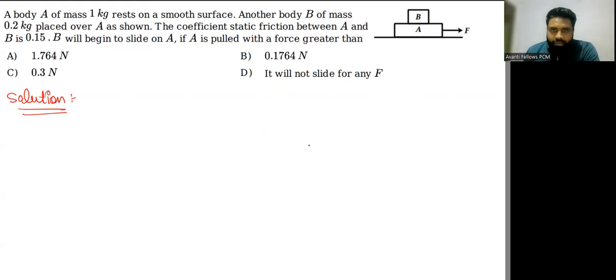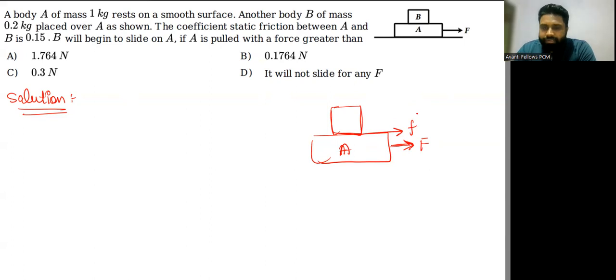Now, what we are going to do is draw the FBD of this. If block A moves in this direction, the surface of contact will also move in this direction. But block B initially does not want to slide on it, so there must be a friction acting in the forward direction on it. This frictional force is on block B, not on A. But in opposition to that, there will be an equal and opposite reaction.